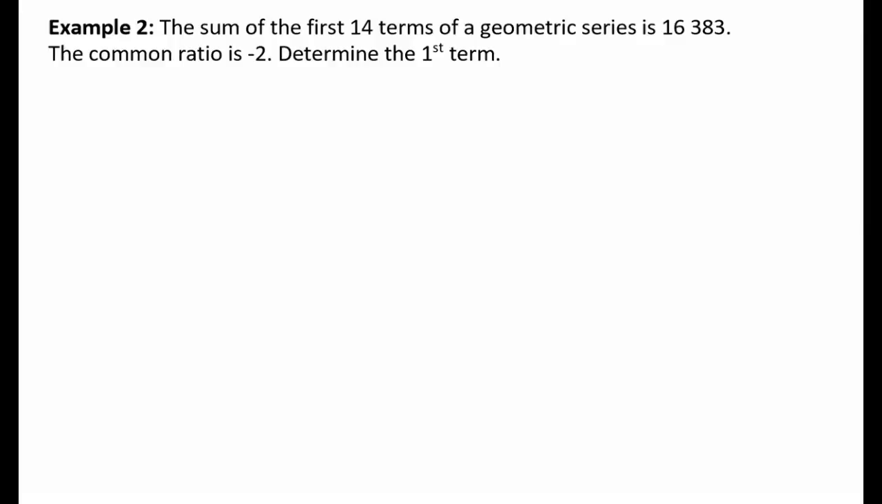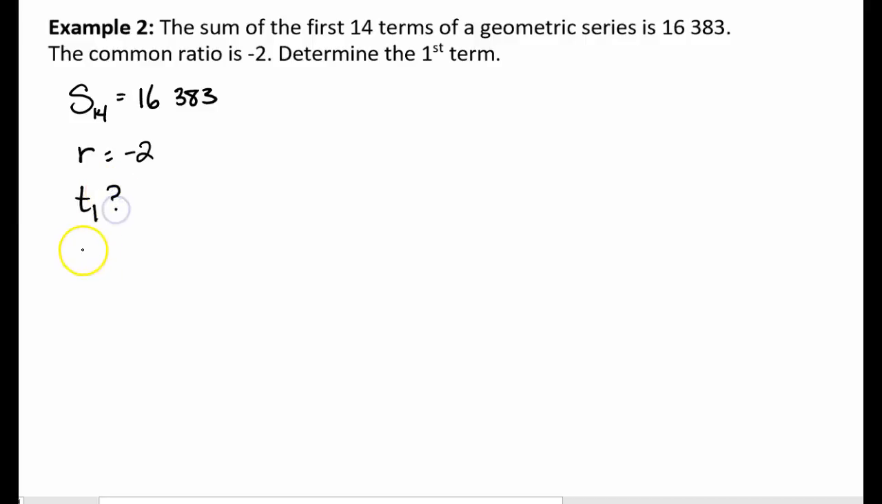Example 2 tells us that the sum of the first 14 terms of a geometric series is 16,383. So they're telling us that the sum of 14 terms is 16,383. Our common ratio is spelled out for us. It's -2. And we are asked for term 1. Well, the one other thing we need in my equation is n.